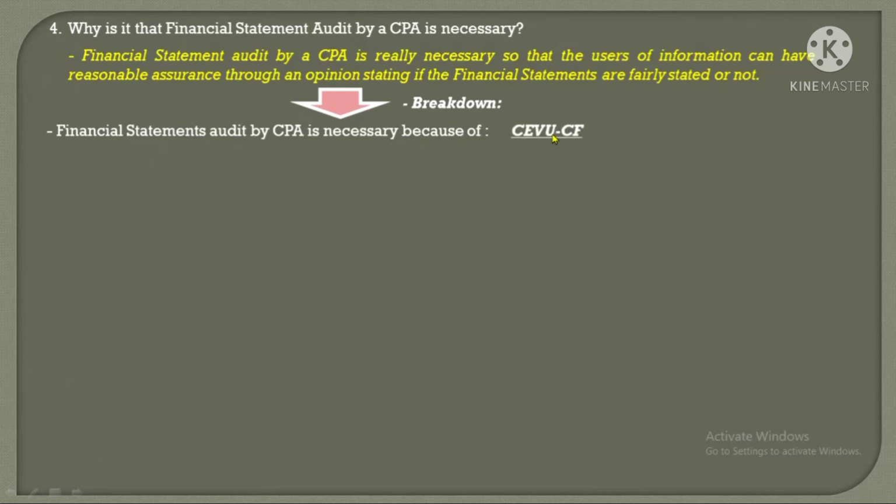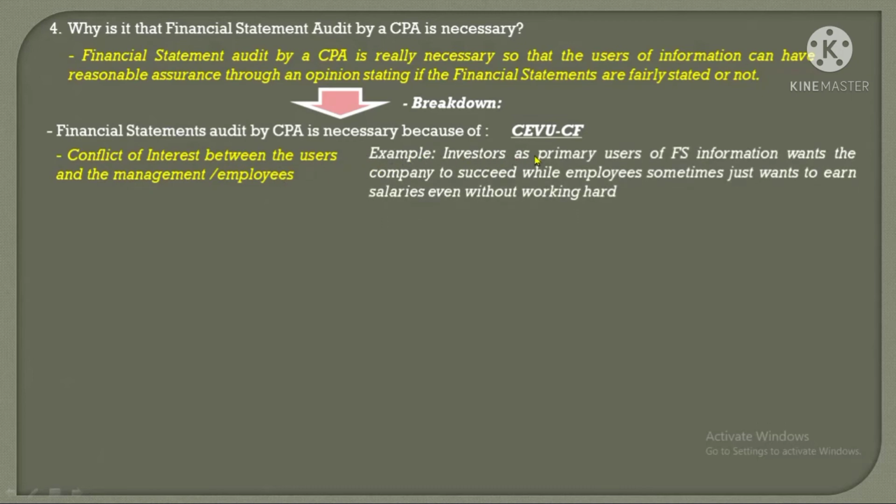So we have a mnemonic here, the CVO-CF. C stands for conflict of interest between the users and the management slash employees. So what do I mean? Example, investors as primary users of FS information want the company to succeed and want the correct financial statement information to guide them in their decision making. While management slash employees sometimes just want to earn salaries even without working hard, and sometimes they don't really care if the company that they're working for is in good condition or not. Sometimes they also don't care if the FS information is correct or not.